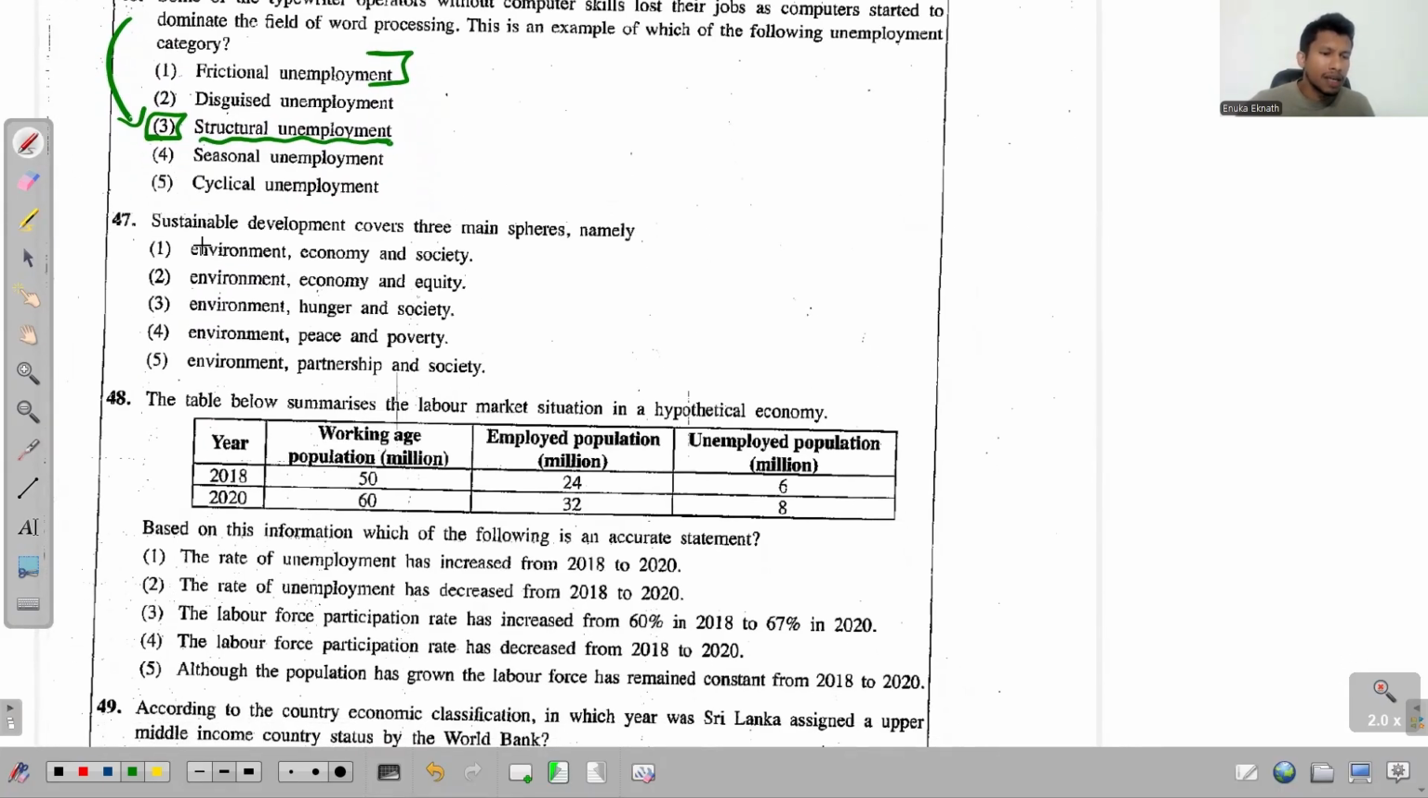The 47th one, sustainable development covers three main spheres, namely. Okay, so what are the three main spheres covered by sustainable development? When it comes to sustainable development, we focus on environment, economy, and then society. So the answer is the first one. Again, these are facts. You just need to refer to the notes, and that's it.